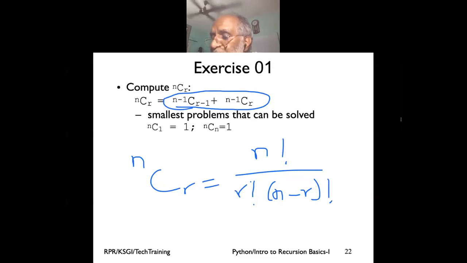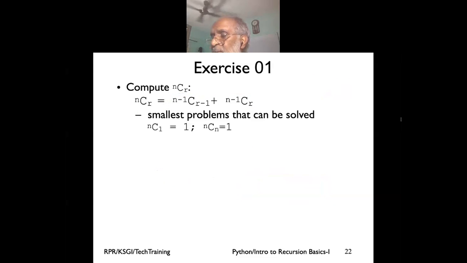Given a problem of size n, n is always greater than or equal to r. We are assuming that. What I need to do is make the given problem into 2 problems: one of size n minus 1 and r minus 1, the other of size n minus 1 and r. And then I can solve it. And remember NC0, my mistake earlier, is equal to 1 and NCN is equal to 1.